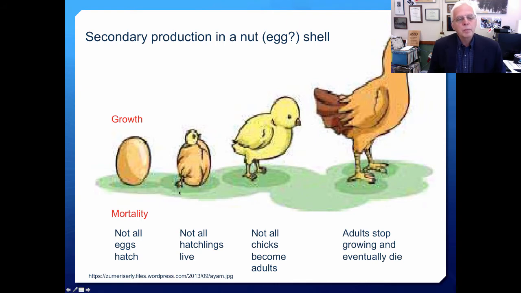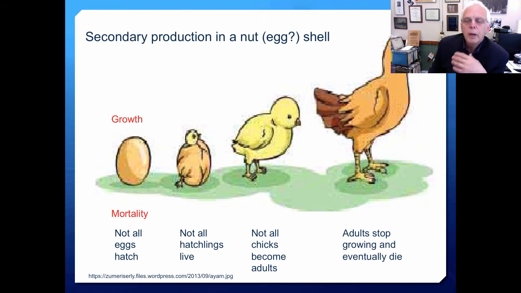We have two important processes here, really, in measuring secondary production. One of them is animal growth, and one of them is mortality. Growth is obvious. We go from an egg, which has pretty small dry mass, to a hatchling. A hatchling grows and pecks around and eats a whole bunch of different things. And these are obviously chickens, not aquatic animals, but the same is true for aquatic animals. So the chicks grow, and they eventually grow into adults. They go through various life stages of growth.